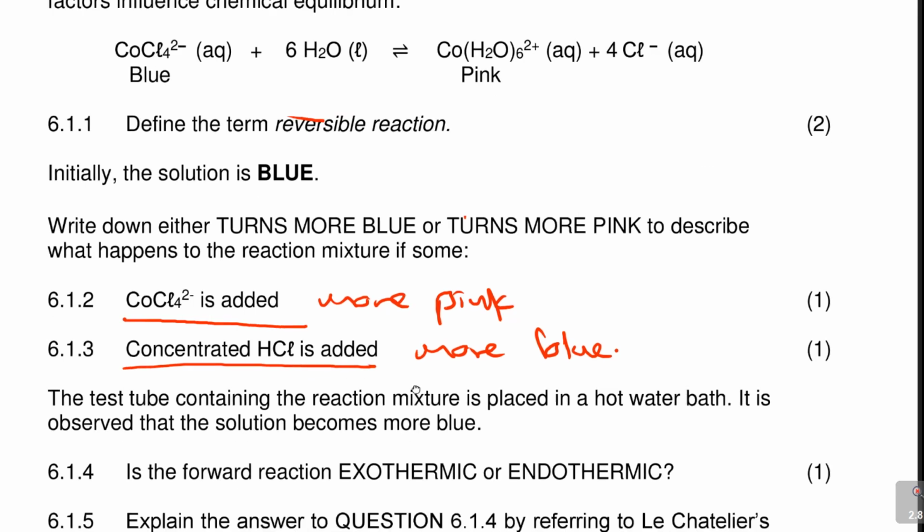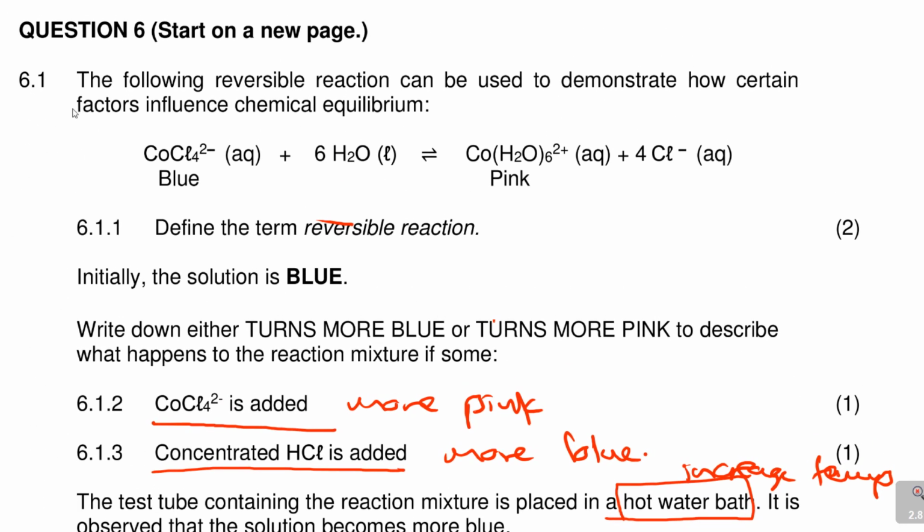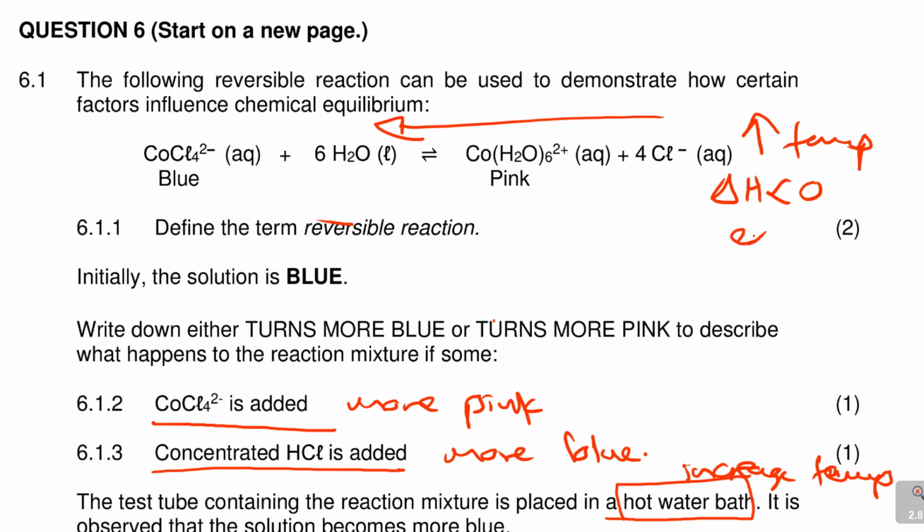The next one says the test tube containing the reaction mixture is placed in a hot water bath. It is observed that the solution becomes more blue. Hot water bath, meaning they increase the temperature. If they are increasing temperature, where does the reaction go? So let me come back here on the analysis. If temperature increases, the reaction goes backwards, meaning this reaction releases heat. Delta H is less than zero. You increase temperature in an exothermic reaction, and it goes backwards. That's what it means here.